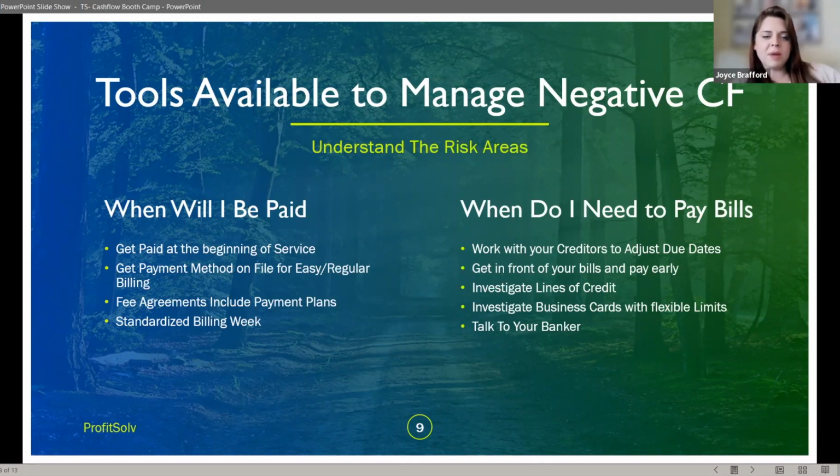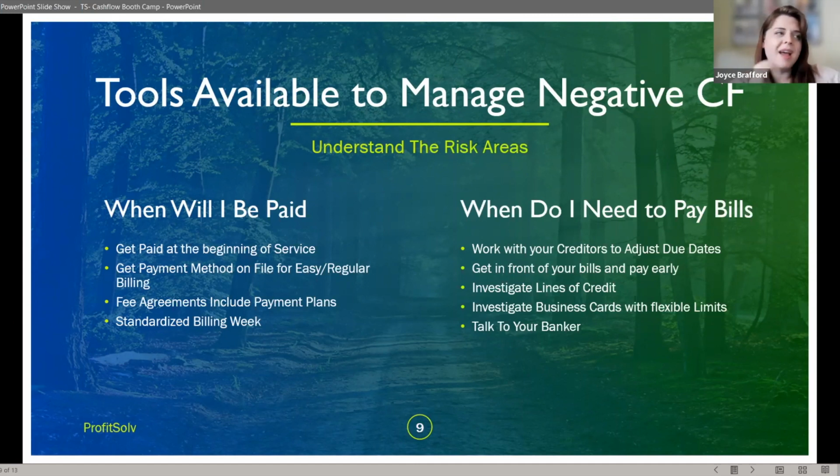So get your payment method on file. If possible, bill at the beginning of service. Have fee agreements that include payment plans for larger payments, especially for clients that don't have enough money to pay you up front, and have a standardized billing week, or at least a standardized billing process, so clients know when you are going to bill them and they can prepare for that, right? If they are prepared and you give them notice, they are much more likely to pay you on a regular basis.